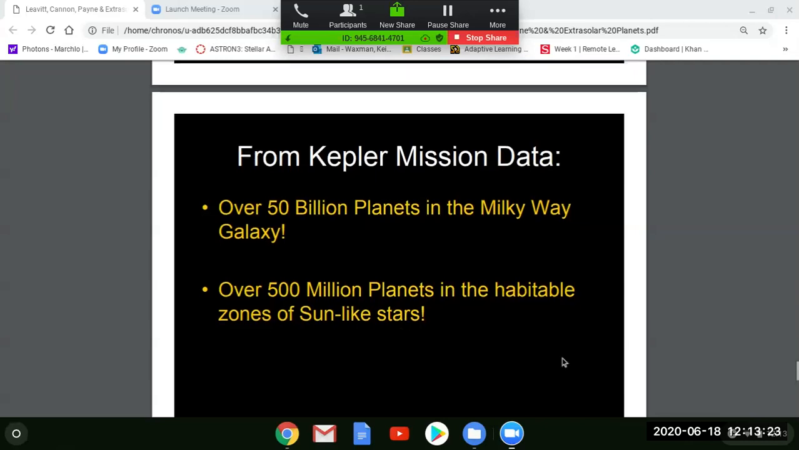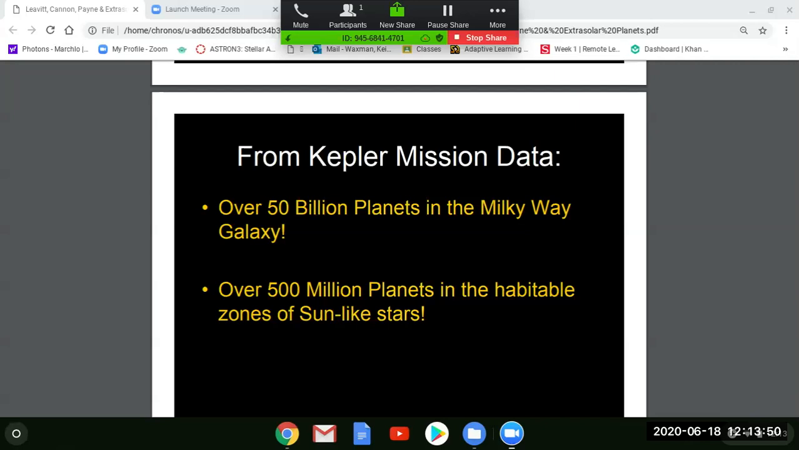Well, if there are over 500 million planets in the habitable zones of sun-like stars, how many of them would be similar to Earth? Well, remember again, if it's in the habitable zone, doesn't mean it's going to have liquid water. What percentage of these 500 million would have liquid water? Well, maybe 1 out of 10? Maybe 1 out of 100? Let's say it's 1 out of 100. So that means 5 million planets would have liquid water.